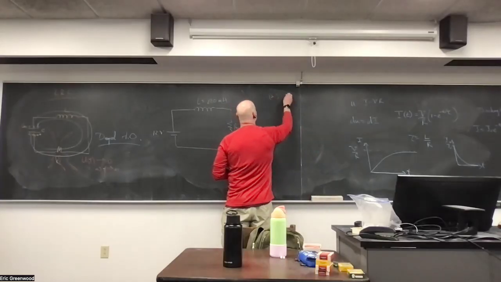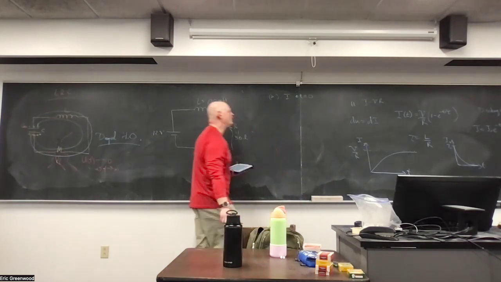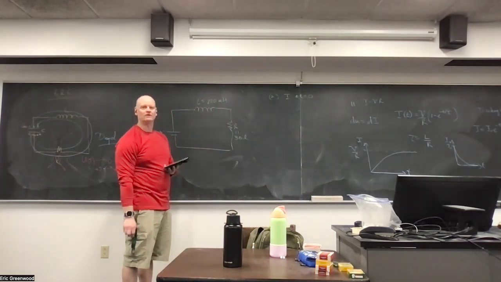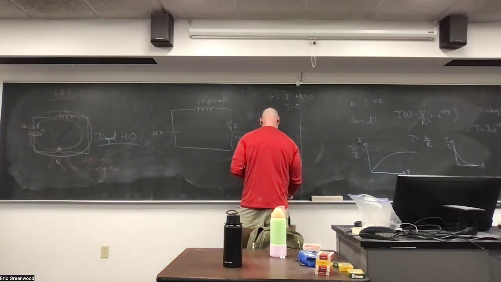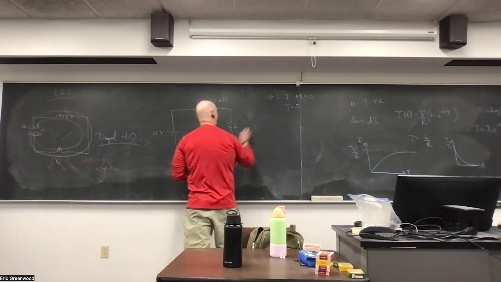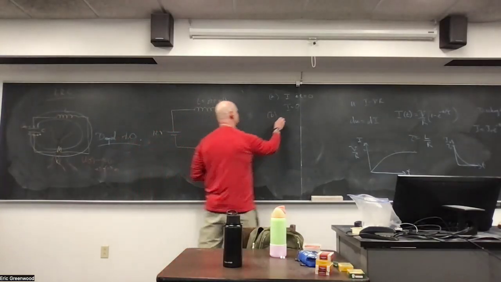So part A, what is my current at t equal to 0? We can answer that right away. What's the current at t equal to 0? 0, right? So at this point, my initial amount of current is simply 0. Good. Part B, we then want to know what is the time constant?